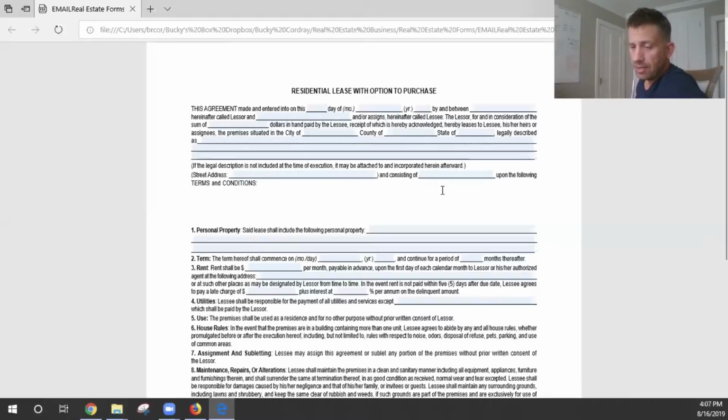Another benefit of the seller is you have a guaranteed rental income. Okay. You're going to get money from this property. It's going to cover your note in a little bit. Okay. We could go on and on and on about this.